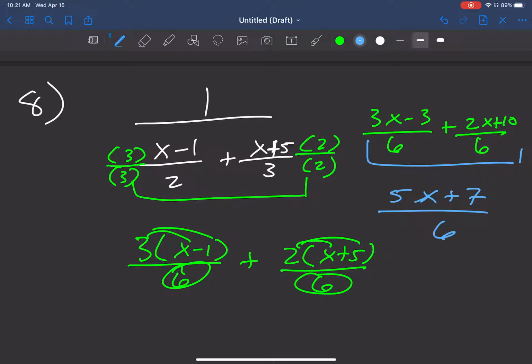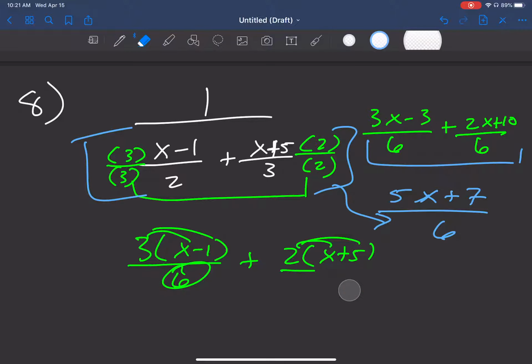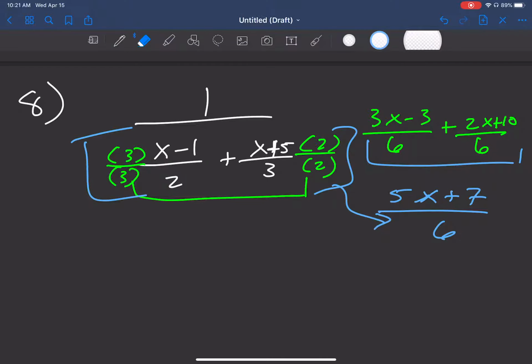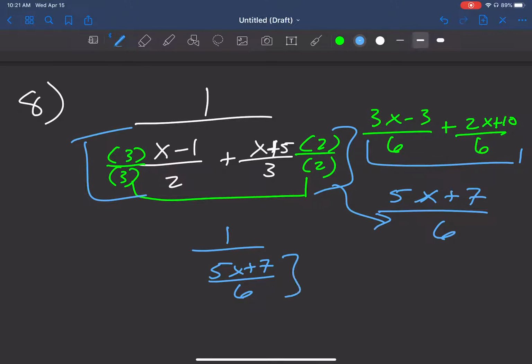So now we have a whole fraction. This whole thing in the blue parentheses just ends up being 5x plus 7 over 6. So I'm going to erase this stuff here, and what we have is 1 over 5x plus 7 over 6. So we have a fraction over a fraction, which is okay. You have the fraction on the bottom, and on the top you can have a fraction too, because 1 is just 1 over 1.